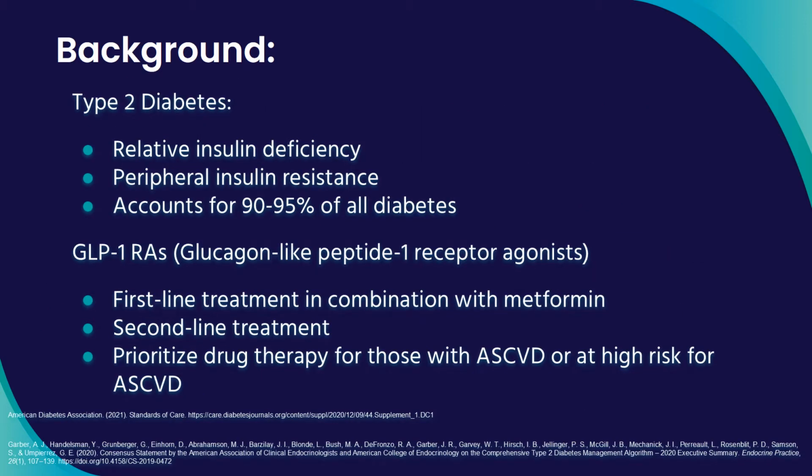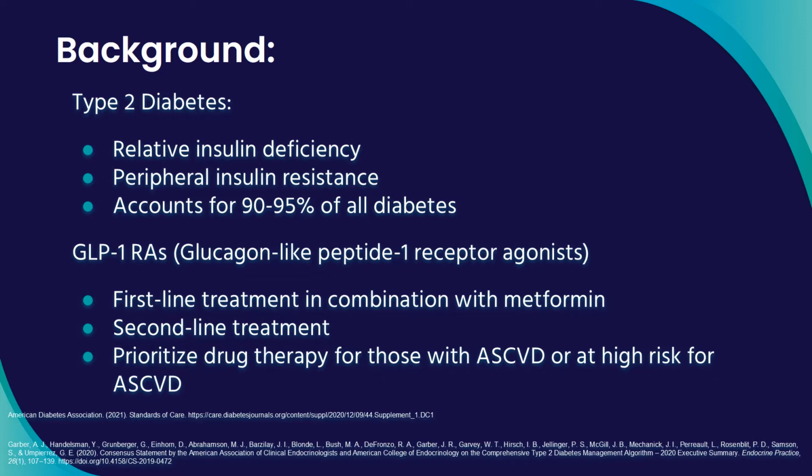I'll just be doing some background information on diabetes and the GLP-1 drug class. Type 2 diabetes, previously referred to as non-insulin dependent diabetes or adult onset diabetes, is a combination of insulin resistance, reduction in insulin secretion, and inappropriate glucagon secretion. Unlike type 1 diabetes, patients with type 2 do not have an absolute insulin deficiency. Type 2 diabetes accounts for 90 to 95% of all diabetes.